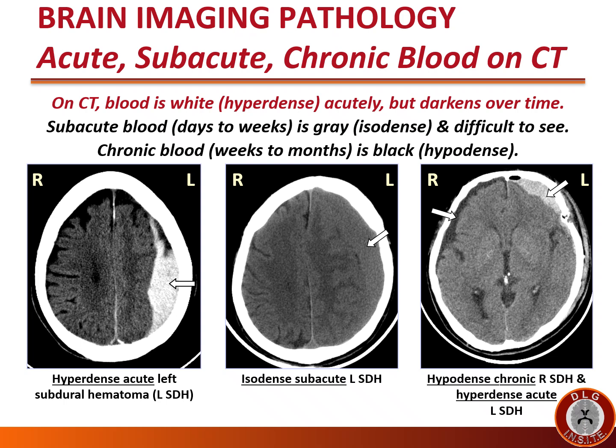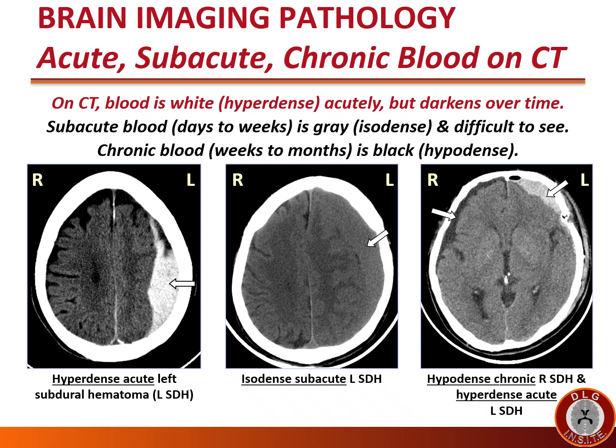Furthering our discussion of brain imaging pathology, let's now review acute, subacute, and chronic blood on a CT. On CT, blood is white or hyperdense acutely, but darkens over time. Subacute blood, referring to days to weeks of blood, is gray or isodense and can be difficult to see on a CT. Chronic blood, referring to blood in the brain for weeks to months, is black or hypodense and is easier to see.